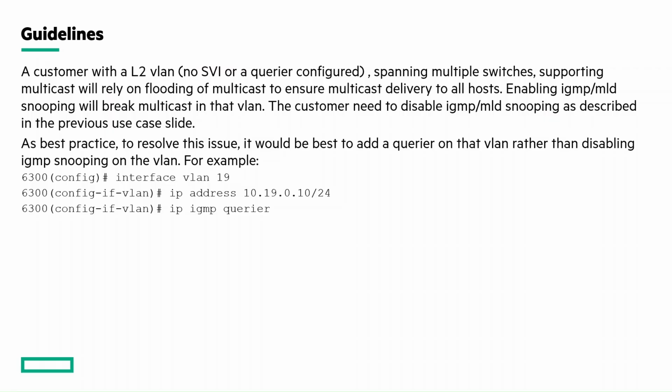In reality, the best practice to resolve this issue, rather than disabling IGMP snooping, is to actually add a querier to that VLAN, or an SVI. So basically, you're going to configure on one of the switches that have that layer 2 VLAN, we're going to add interface VLAN 10. We're going to give it an IP address, and we're going to enable the command IP IGMP querier to resolve that issue, rather than disabling IGMP snooping on a particular VLAN.